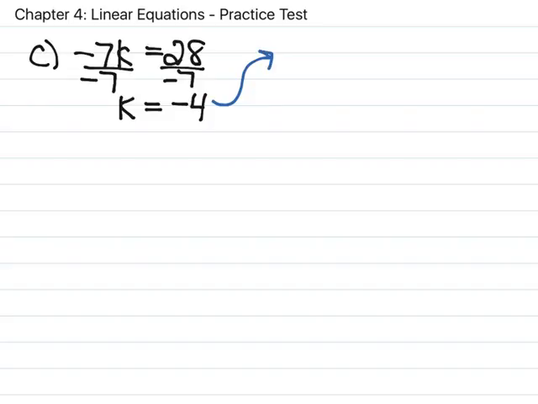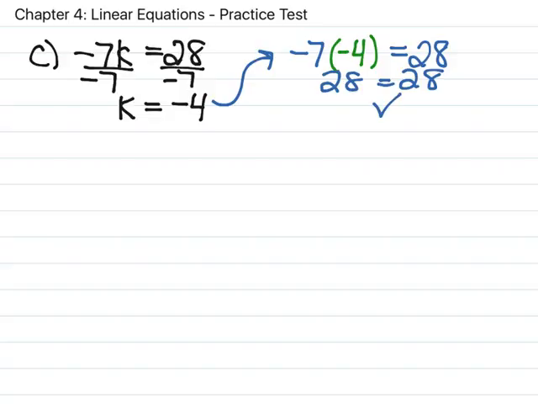So again, to check this, we plug it back into the original equation. So you have negative 7 times our value of k, which we have as negative 4, and they're saying that equals 28. So a negative times a negative will give you a positive. And 7 times 4 is 28. So that's positive 28 equals positive 28. So it's correct.